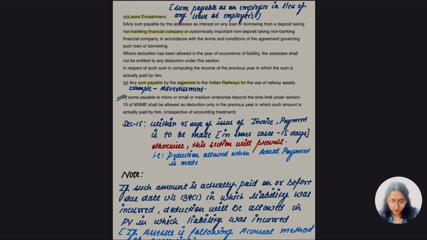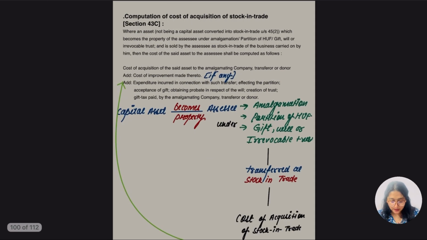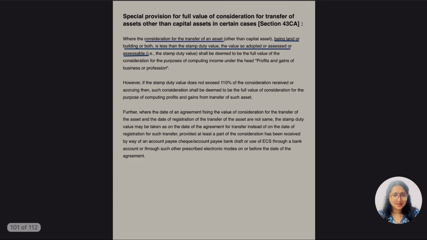So, this was something new, you have to keep this in mind. And what is going to be the cost of acquisition for stock in trade? It's simple. It is the cost to the previous owner, and with that the cost of improvement is to be included, along with any expenditure done by the SSC. I know this much.